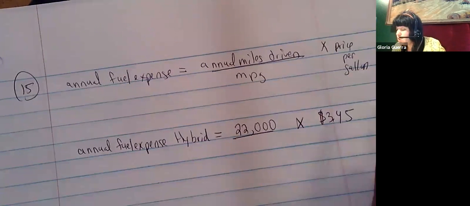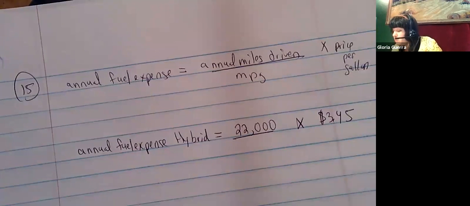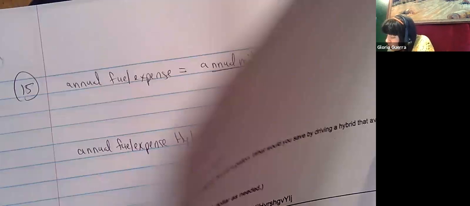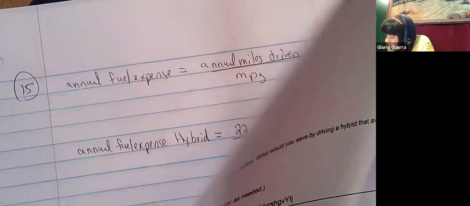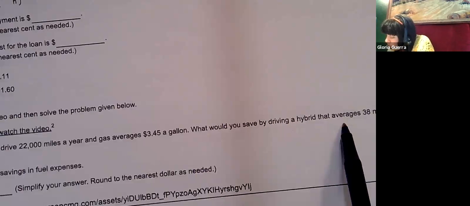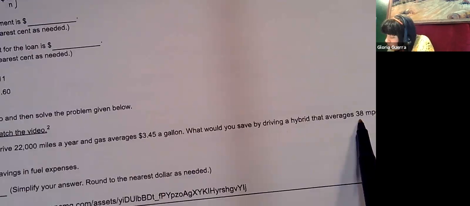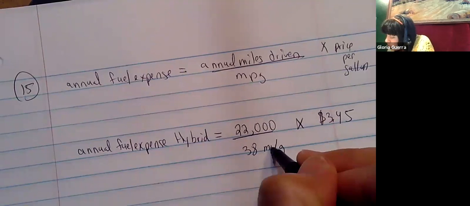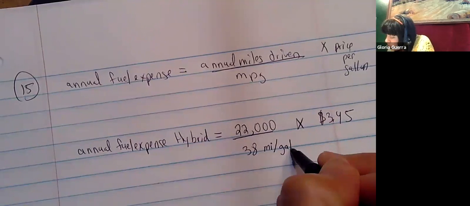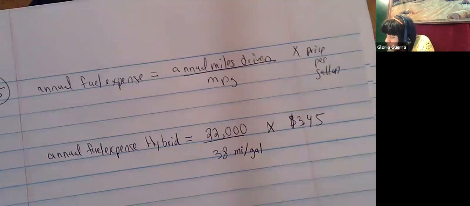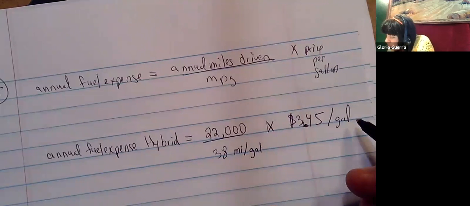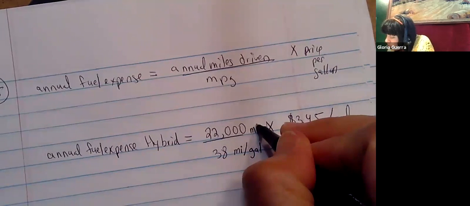So what's changing is your denominator, and we're doing the hybrid first. The hybrid averages 38 miles per gallon, so miles is MI per gallon. And this was $3.45 per gallon, and you're driving 22,000 miles.